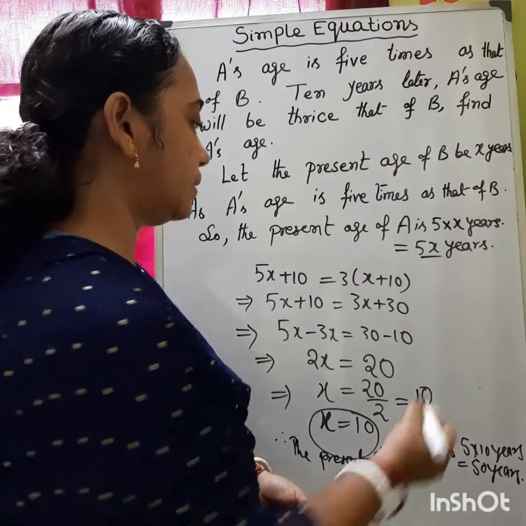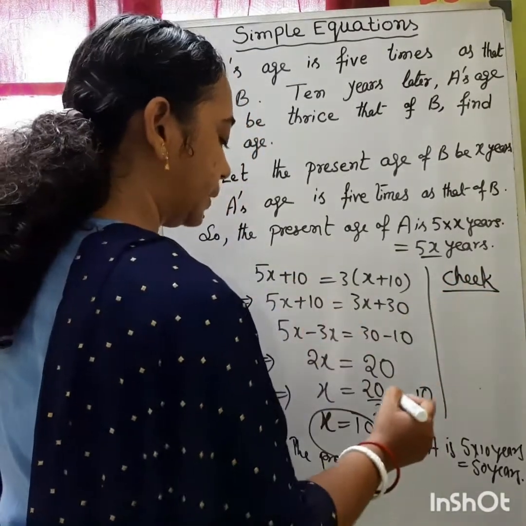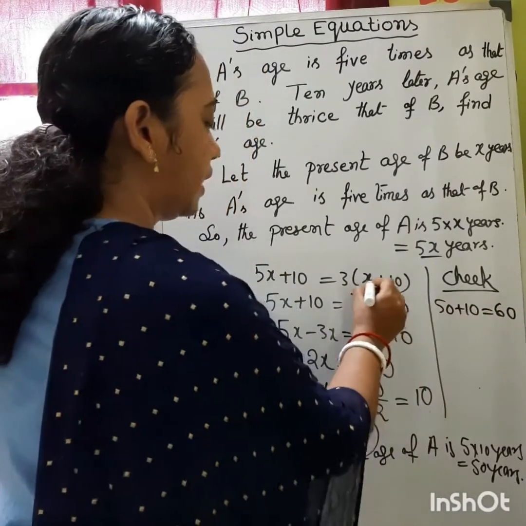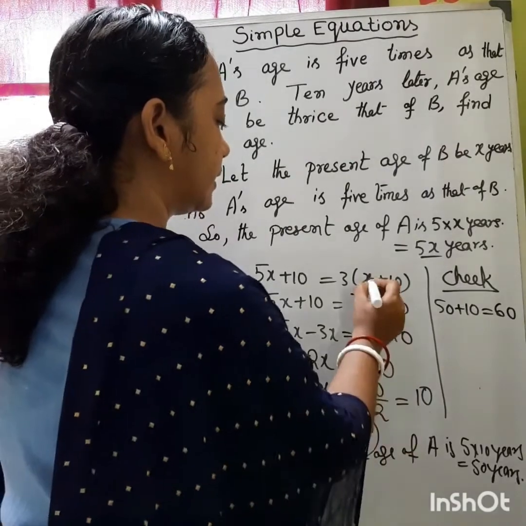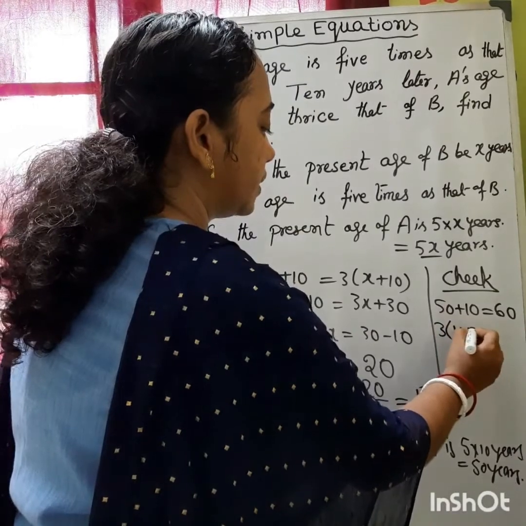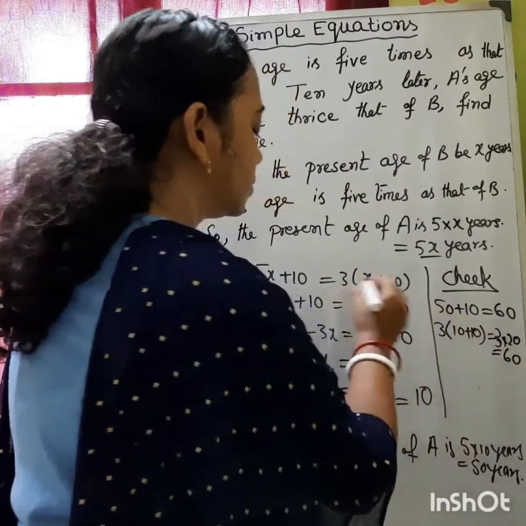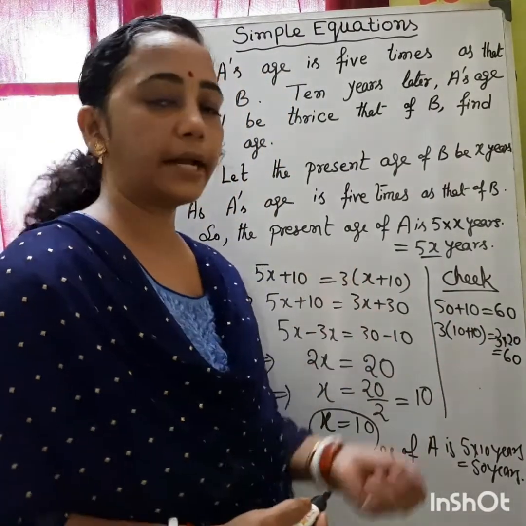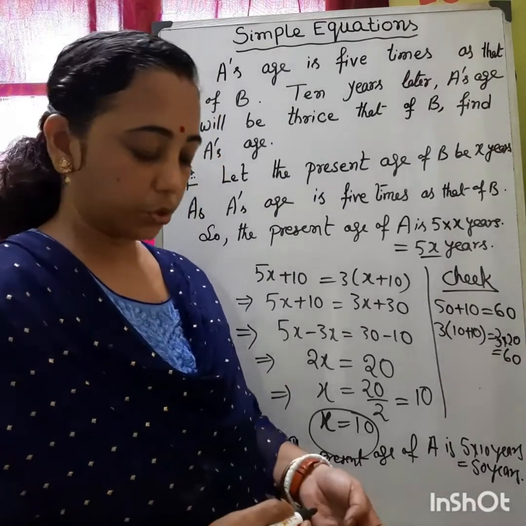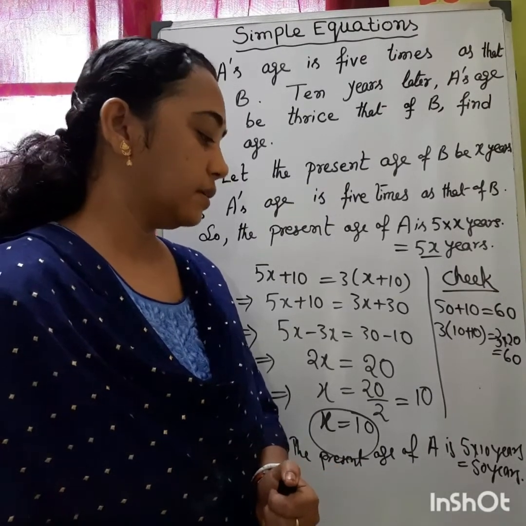Now let us check the result, whether it is correct or not. 5 multiplied by 10, that is 50, plus 10, it is coming 60 on the left hand side. And if we put x as 10, then 10 plus 10 becomes 20. So 3 multiplied by 20 is also 60. So on putting x equal to 10 in the left hand side and right hand side, we are getting the same result on both sides, which shows that x equal to 10 is the correct solution. Hence the present age of A is 50 years.